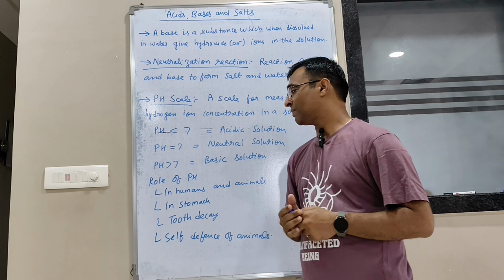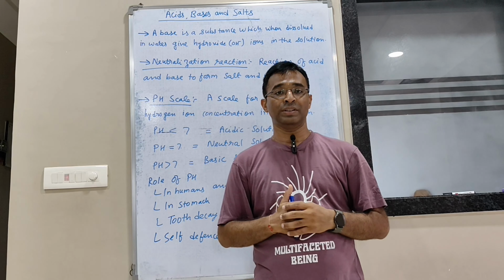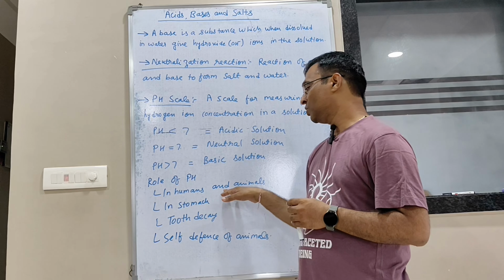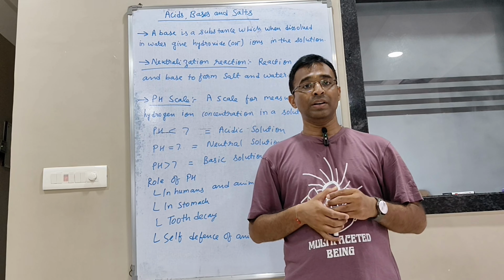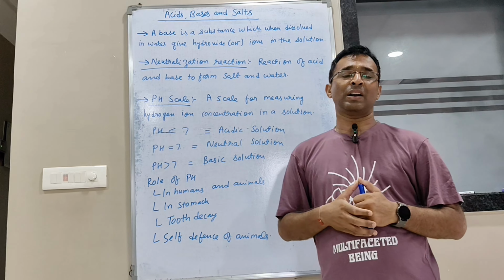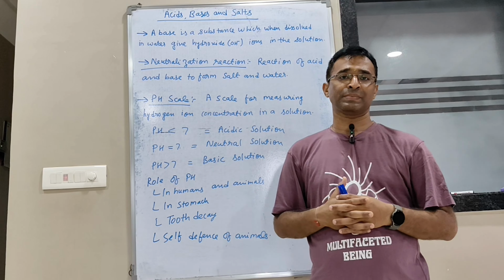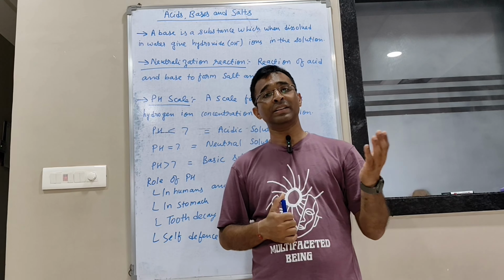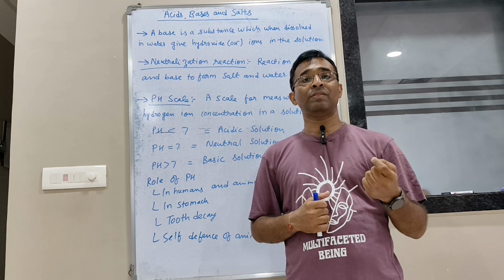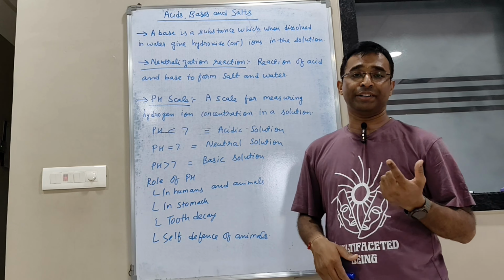The next part is the role of pH. Now here we will try to understand the importance of pH, why we are studying pH. First, it is used in humans and animals. The pH of human blood is around 7, and that of animals is also around the same. It may vary from case to case. So if any difference in pH is observed in any human or animal, then they have become ill and we need to cure it.